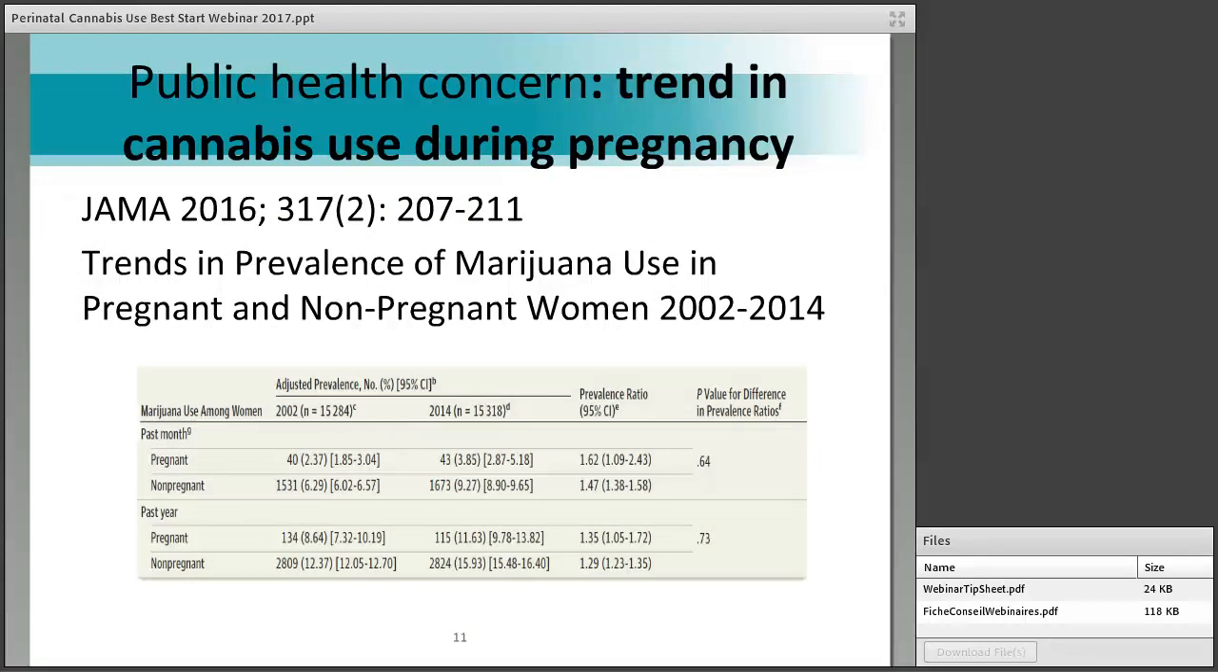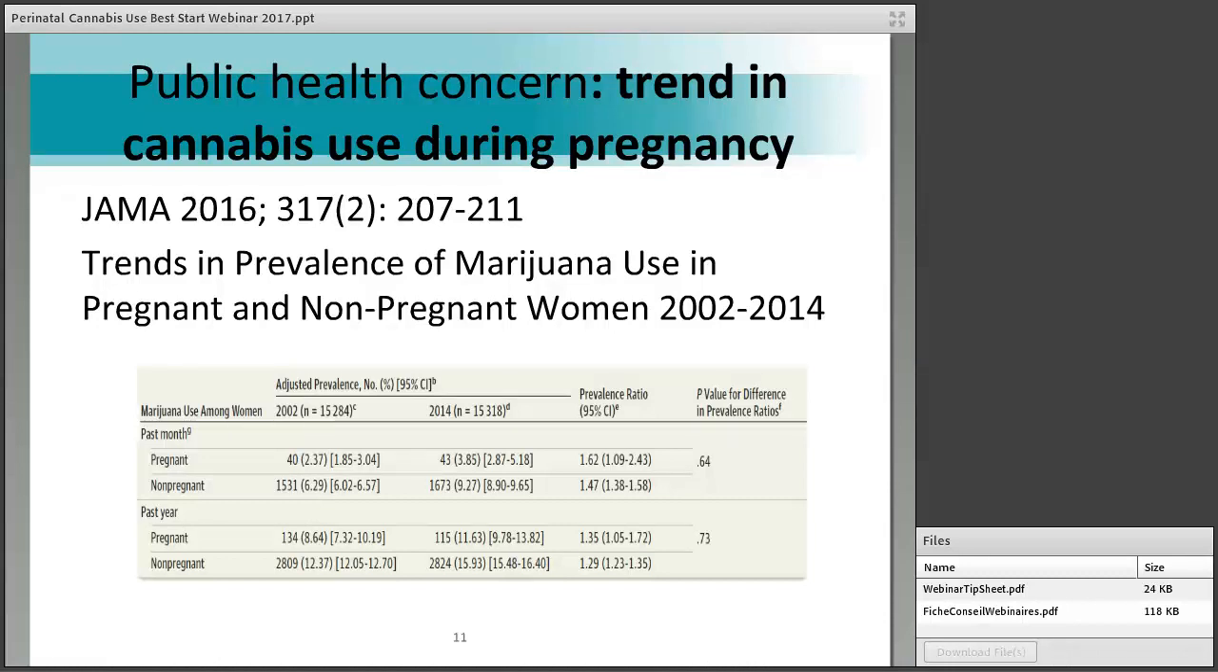This is also further data from the National Survey on Drug Use and Health from the U.S., and they analyzed their data from 2002 to 2014. This is based on self-report of marijuana use. They looked at the comparison of pregnant and non-pregnant women from 2002 to 2014. They looked at past month's use and past year use. They also were surprised by their findings.